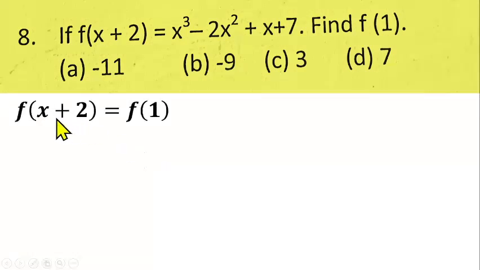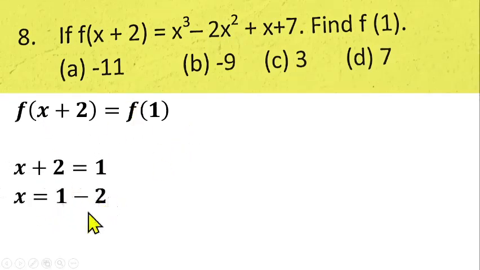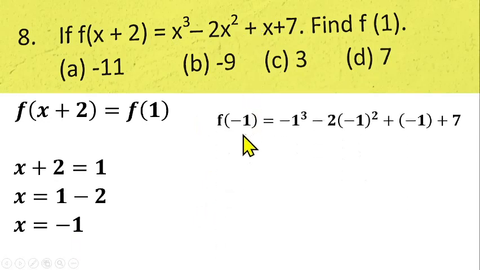So it means that f of x plus 2 equals f of 1. Then f will cancel f, so we'll have x plus 2 equals 1. So x will be equal to 1 minus 2. Then x will be equal to minus 1. So that means now you find f of minus 1 using this function. Therefore f of minus 1 will be equal to minus 1 cubed minus 2 into minus 1 squared plus minus 1 plus 7.